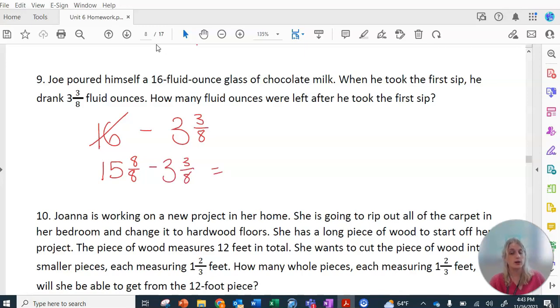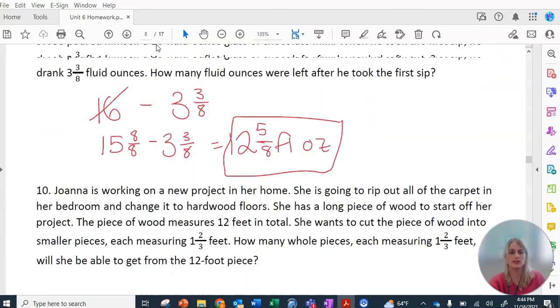Now I can subtract my whole numbers. 15 minus 3 is 12. And I can subtract my fractions. That'll keep a denominator of 8. 8 minus 3: 8, 7, 6, 5. You end up with 12 5/8 fluid ounces.